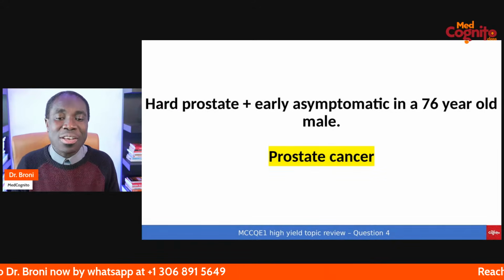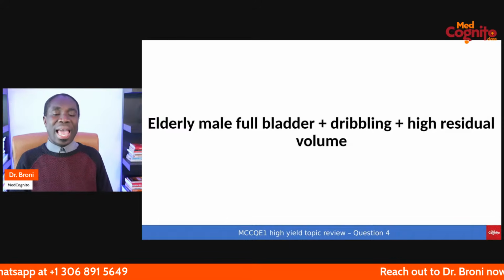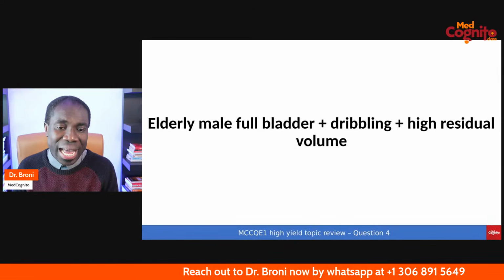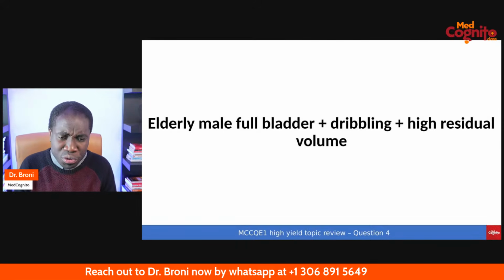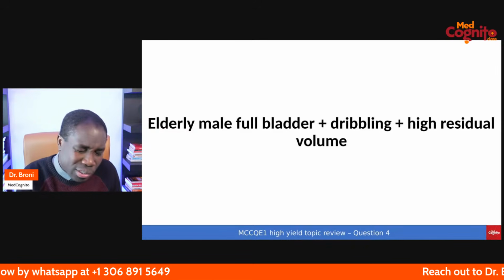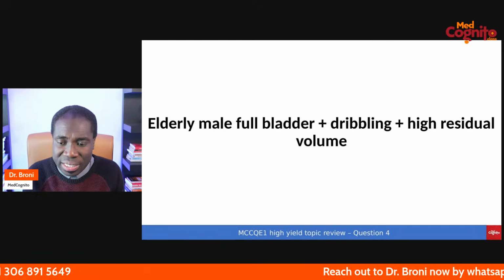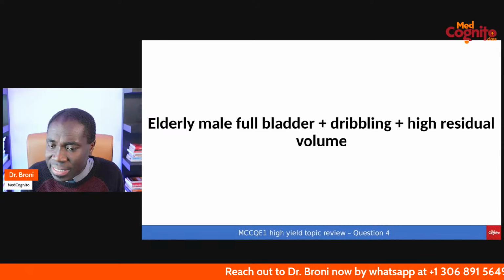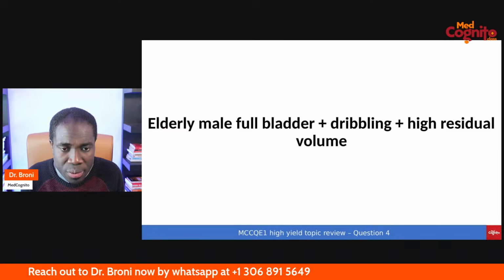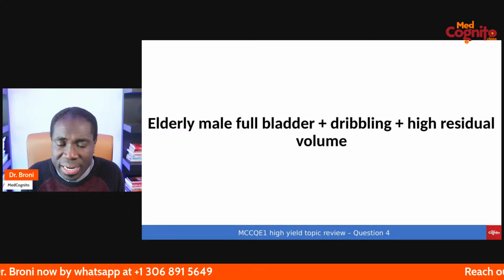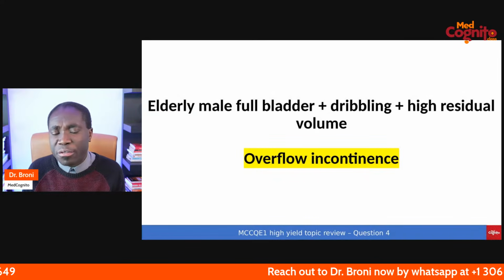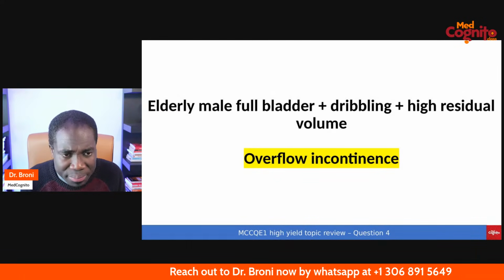So this patient has prostate cancer. And then what about an elderly man, full bladder, dribbling, high residual volume of urine? And you do your prostate exam. It's soft. It doesn't have the features of prostate cancer. What then becomes your answer? Full bladder, dribbling, high residual volume. So overflow incontinence as a result of benign prostatic hyperplasia.